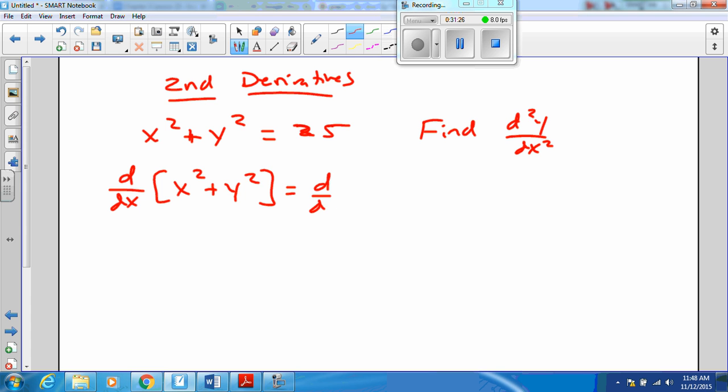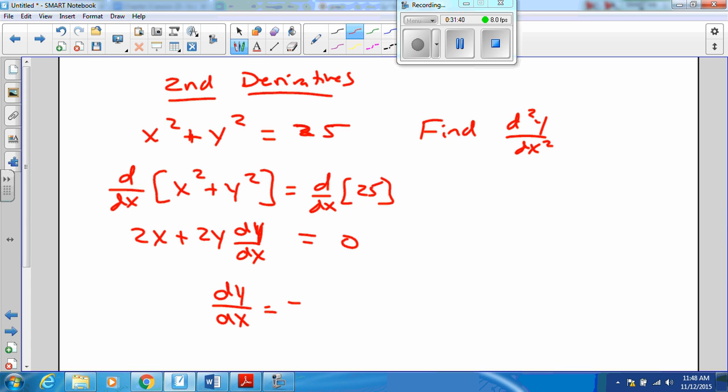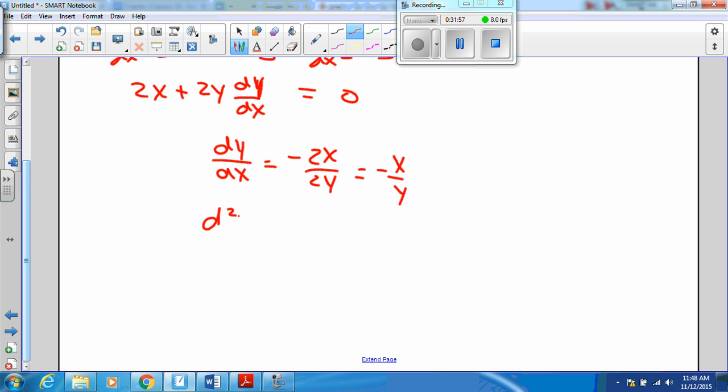You know how this goes. We take the derivative with respect to x on both sides. We get 0 over here. We get 2x plus 2y dy/dx over here. And with a little bit of algebra, we find out that dy/dx equals negative x over y. And we're all pretty happy with that, right? The second derivative is just the derivative of that. So we can do that.